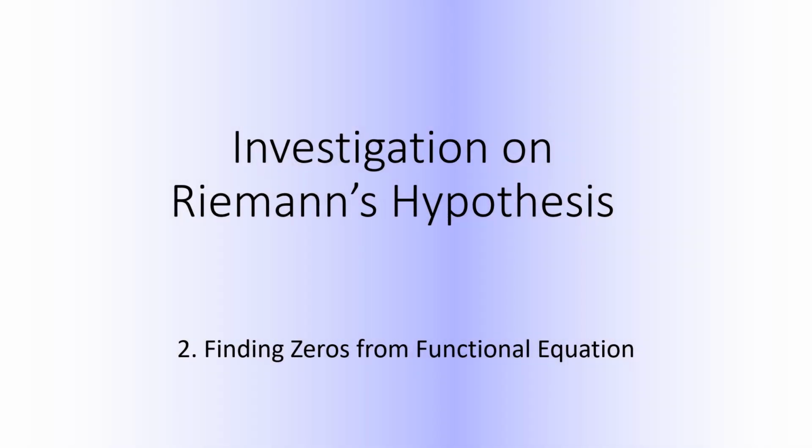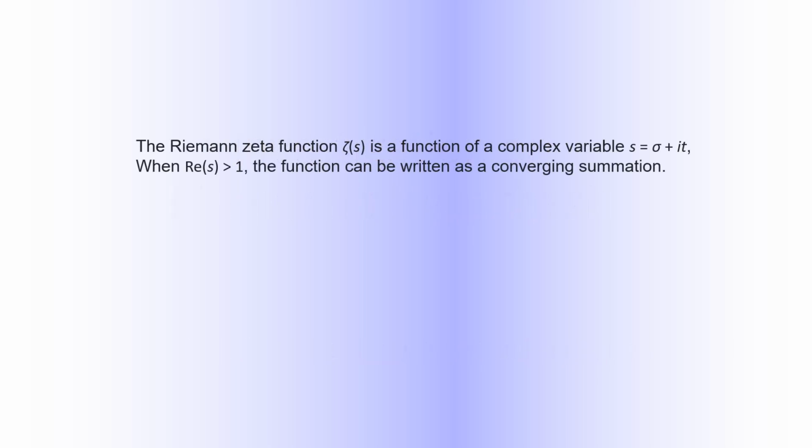In this video we'll show how the functional equation of the Riemann zeta function determines where the zeros are. The Riemann zeta function is a function of a complex variable s equals sigma plus it.